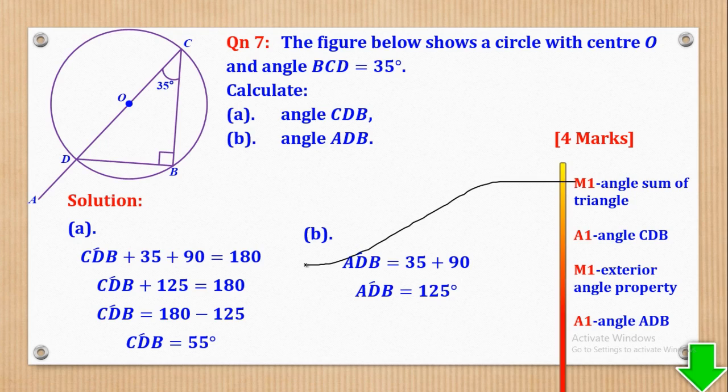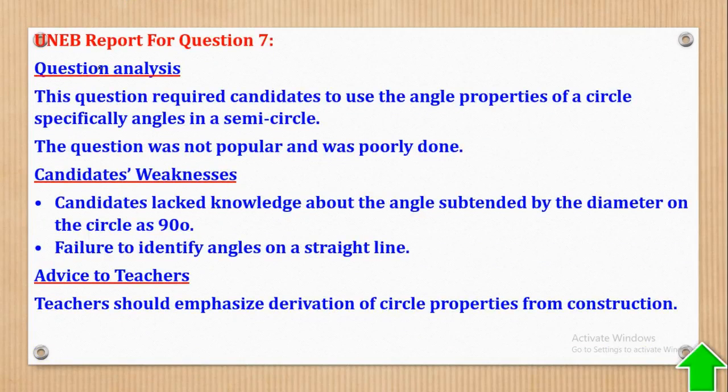So M1 for this, adding and equating to 180, A1 for that, M1 for this, and A1 for that. So basically that's what they wanted. The report for this question is a question analysis that the question required candidates to use the angle properties of a circle, specifically angles in a semicircle, and the question was not popular and was poorly done.